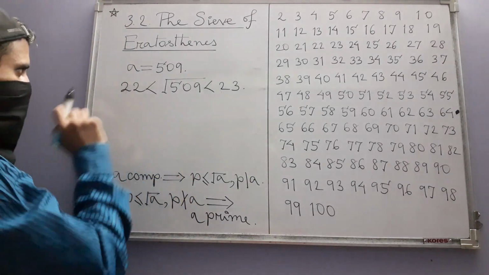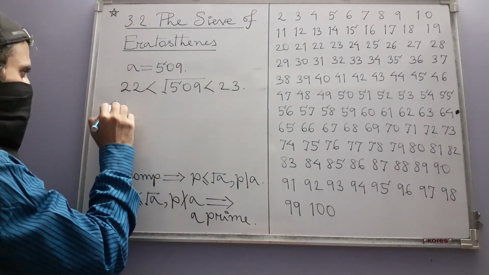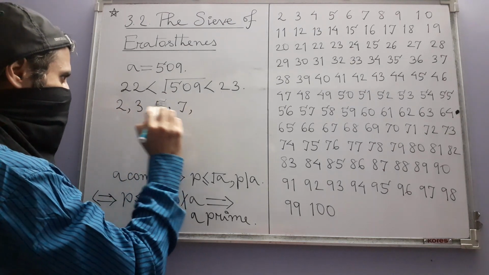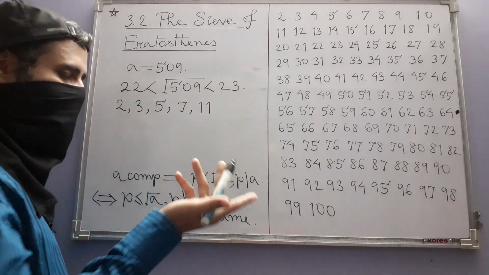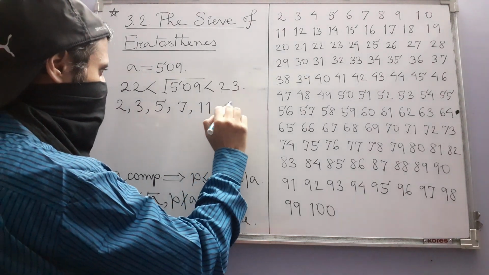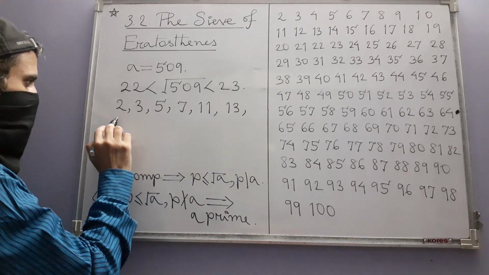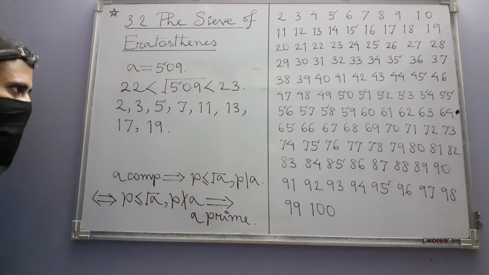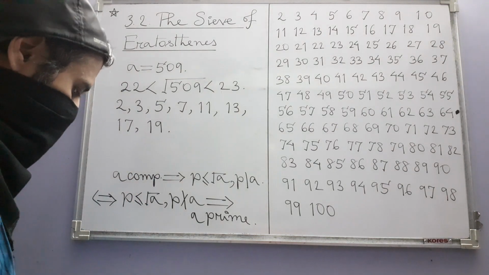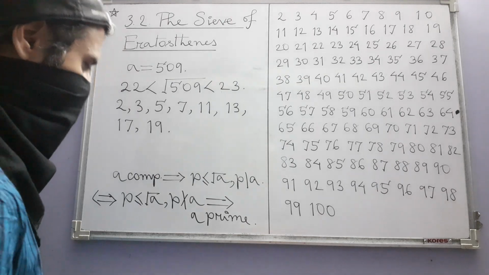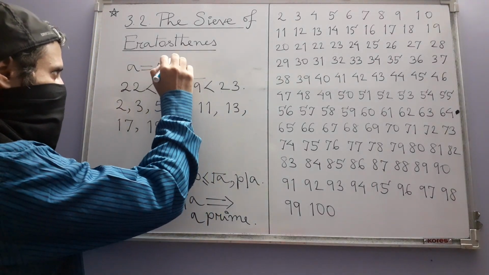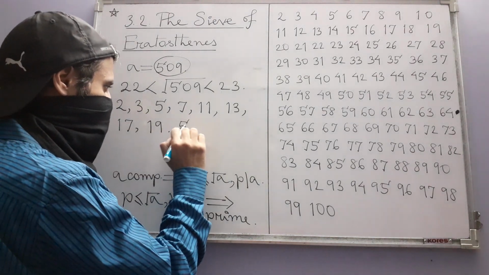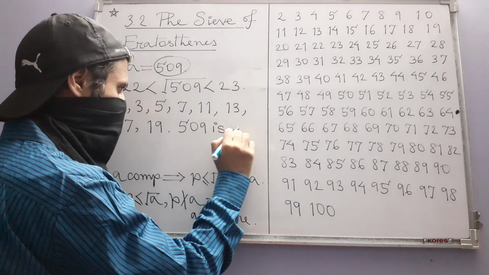So what are the primes that lie in this part? 2, 3, 5, 7. The first few we of course can remember: 11, 13, 17 and 19, and that's just it. Okay, and it turns out that actually none of them divides 509, which can be verified of course, and that is why 509 is a prime.